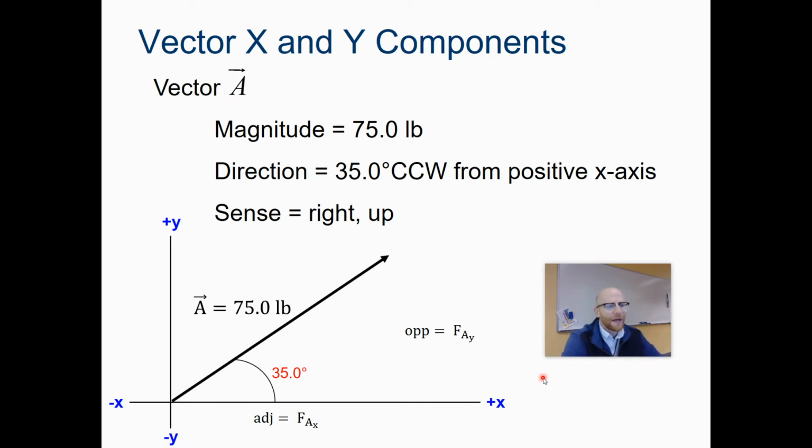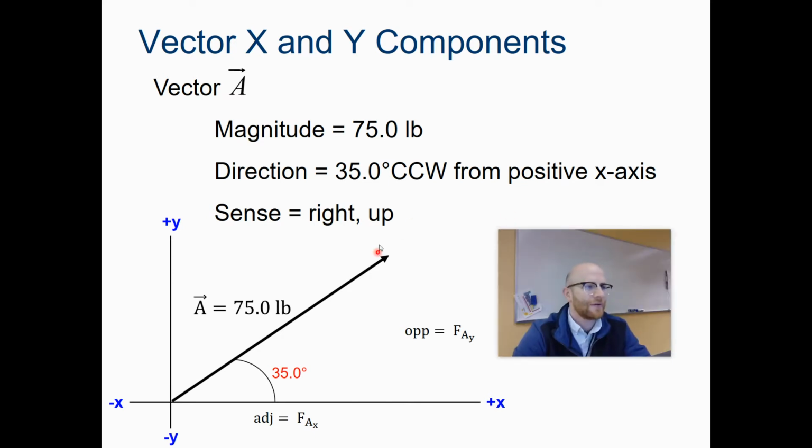So then let's actually apply this and see how it works, so we can get our homework right. We want to get our homework correct. Okay, so we'll say magnitude is 75 pounds of force, and we're going to say this is vector A. So direction is 35 degrees counterclockwise from the positive x-axis, just like their example, except this is 35 degrees. I think the other one was 30. And we have the sense of right and up.